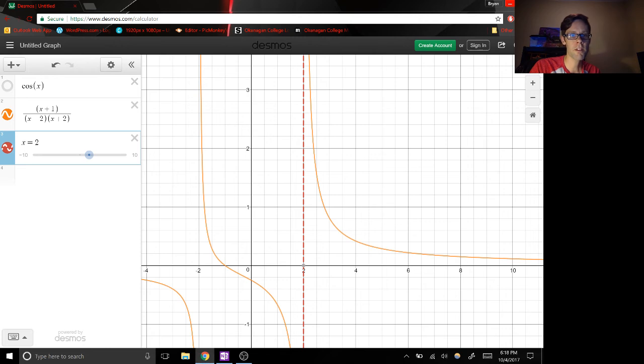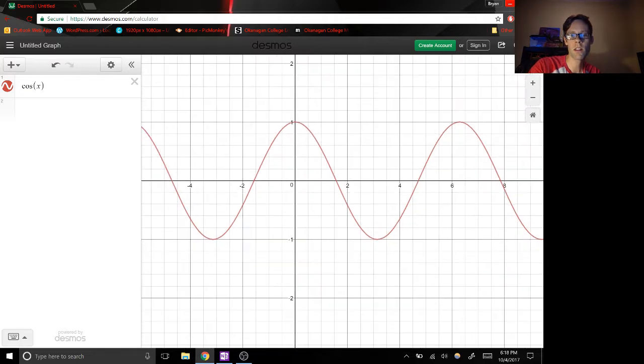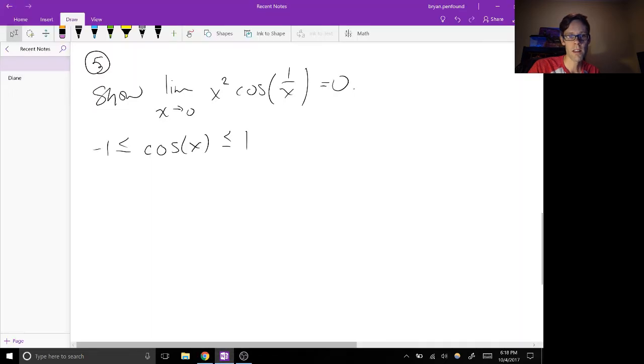For example, if I plot cosine of x in the xy plane, I know that the smallest y value is -1 and the largest y value is +1. So cosine is always going to be between -1 and +1.